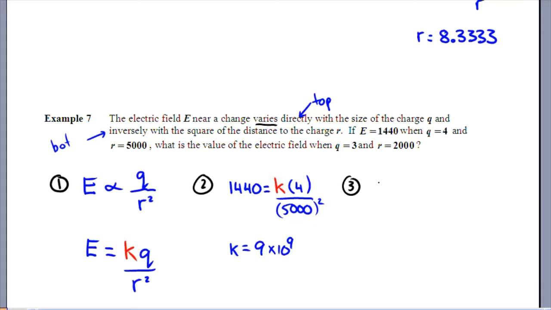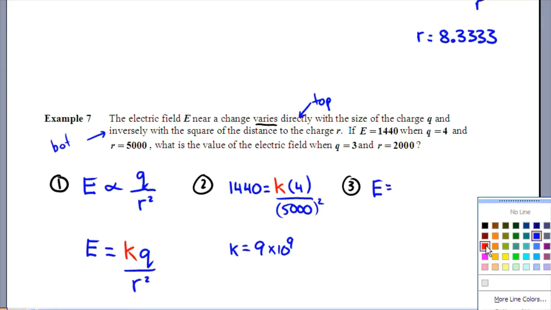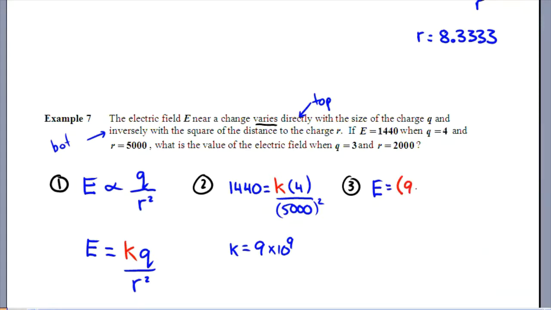So part 3, here's your math story. The electric field is actually equal to this constant, 9 times 10 to the 9. That won't change now. Multiplied by whatever Q people have got, that's up in the top, and then the radius squared. And then they're saying, can you use this to find the electric field? Q might be 3 and R might be 2,000. Oh, yeah, easy. Here we go.